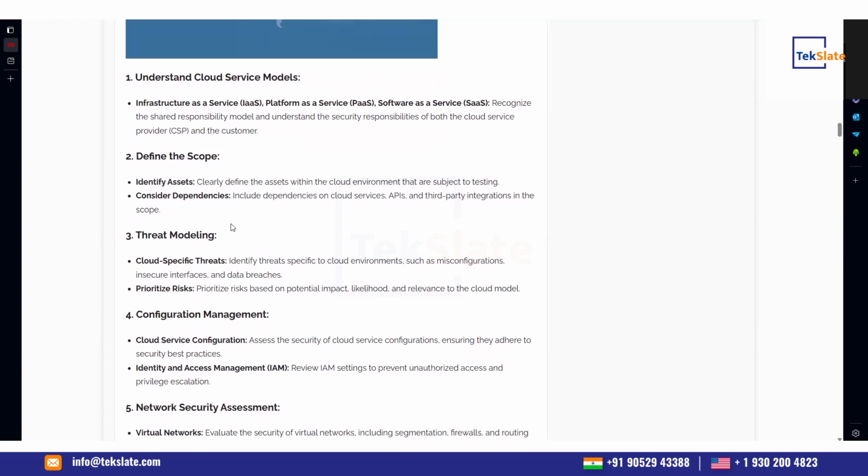So what we'll do first is define the scope. We'll identify the assets and consider dependencies. We'll identify the assets which are provided by the companies, and we'll search for the dependencies, which are like APIs and third-party integrations in that particular software.